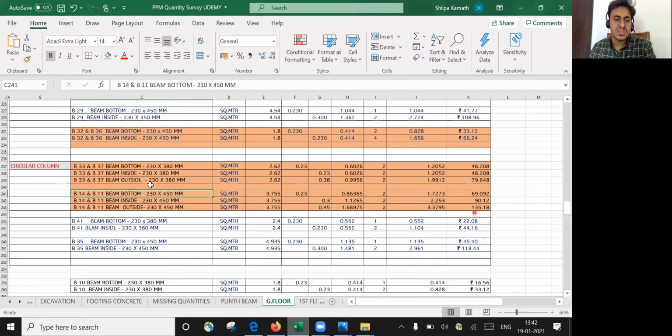Similarly, there are other important things like the secondary beams and so on. In the next lecture, we'll see how those things have to be calculated.